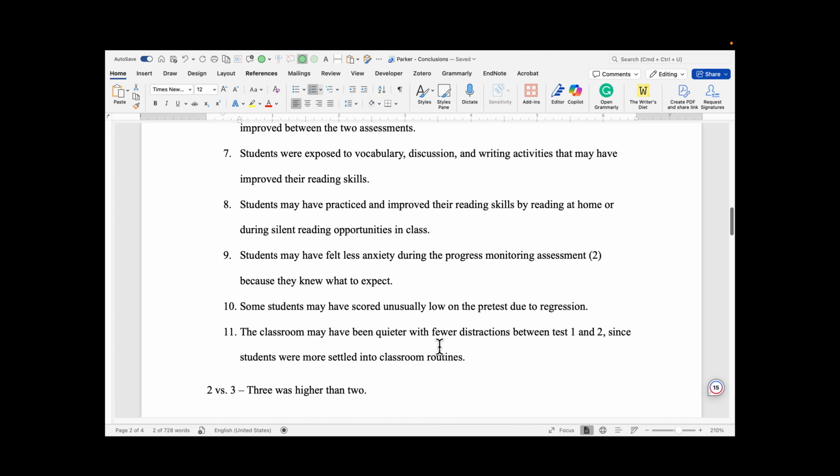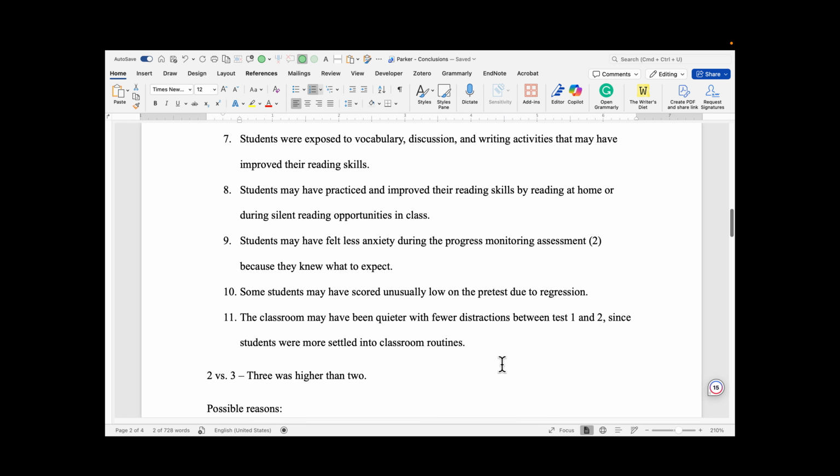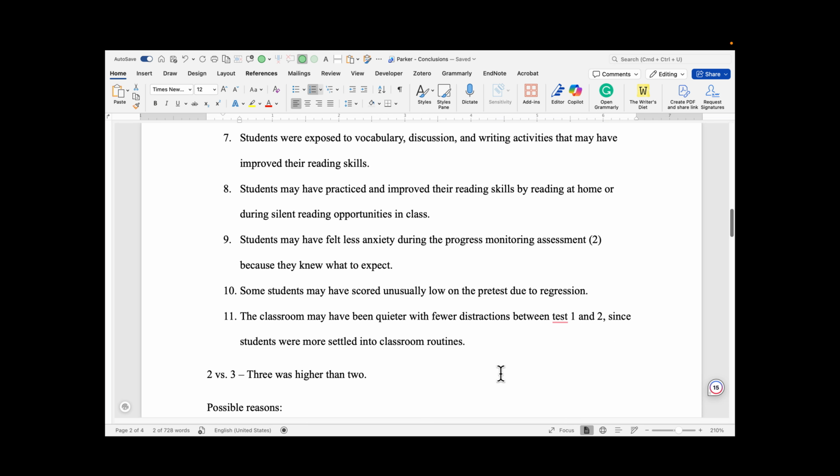I think in that one, quieter, fewer distractions. It doesn't have to be one word. It can be two, it can be three, but you really want usually one or two words. So now I have a list for that one. Then I do the same for the second one, the same for the third. Now you're looking and going, okay, who had check marks? Is this check mark in all of them?